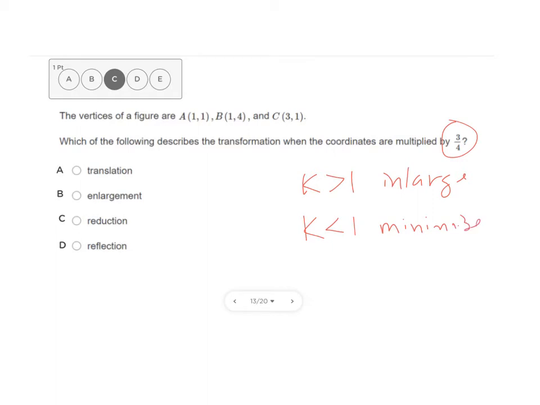Basically, it's going to shrink, right? So we have enlarging and shrinking. So in this case, is 3/4 less than 1, or is 3/4 greater than 1? 3/4 is less than 1, so this is going to be a reduction. It's going to get smaller.